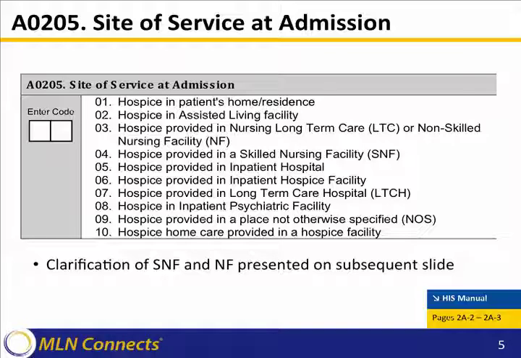Item A0205 reports the patient's site of service at admission. When completing this item, read through the response options and definitions carefully to ensure you can differentiate the various sites of service. We received many questions on the Quality Help Desk about the difference between response option 03 and 04 for this item, which are hospice provided in nursing long-term care or non-skilled nursing facility, and hospice provided in a skilled nursing facility. We will discuss the difference between these two response options in an upcoming slide, since the distinction applies to both item A0205 and item A1802.